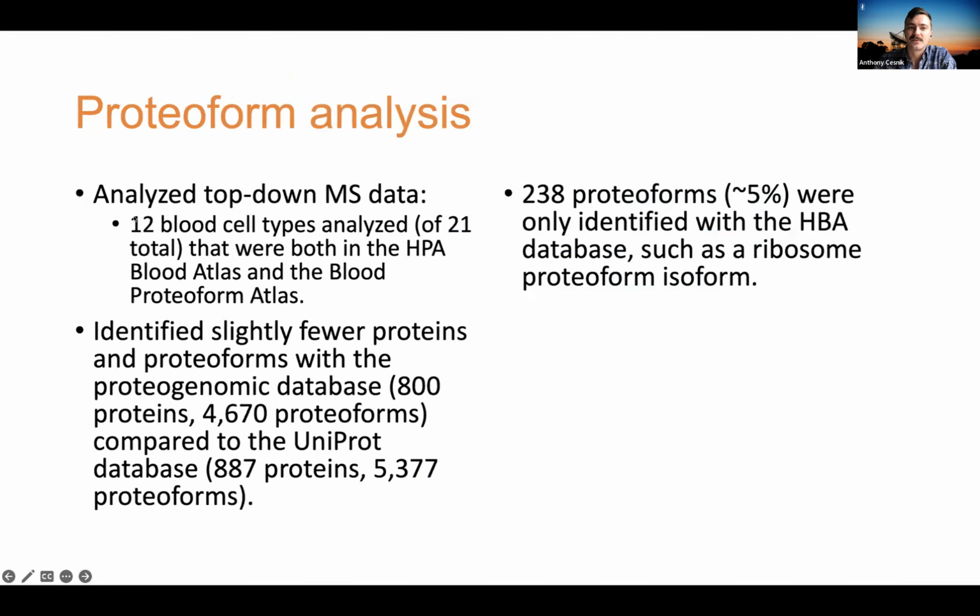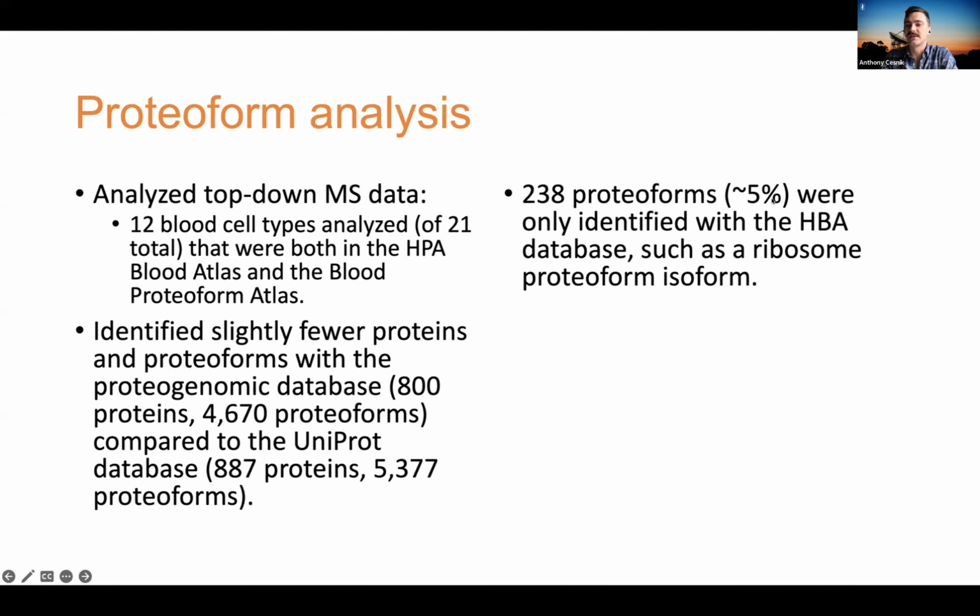And so we analyzed the 12 blood cell types that were common between the Human Protein Atlas's blood atlas as well as the blood proteoform atlas, and we actually identified slightly fewer proteoforms. In this subset of the data, we saw 4,600 or so proteoforms, whereas with the UniProt database, we saw 5,300, and we found 238 proteoforms that were identified only in this transcriptomic-informed database that has proteoforms that result from alternative splicing, which is only 5%.